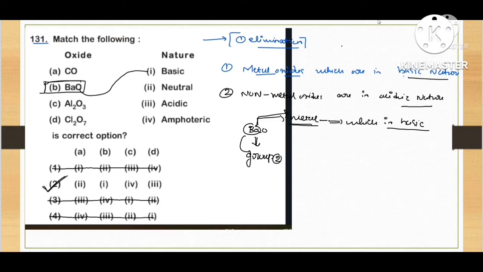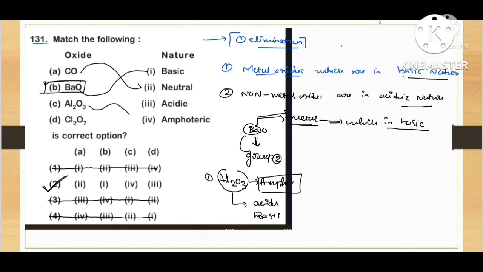Now let us check the remaining options also. We know that carbon monoxide is neutral in nature. That means A is 2. Okay, satisfied. We know from the previous question that Al2O3 is amphoteric in nature. Why? Because it reacts with acids and bases. That's why aluminum oxide is called amphoteric. Al2O3 matches with 4, that is amphoteric. Here C is equal to 4. In this option C is also satisfied.